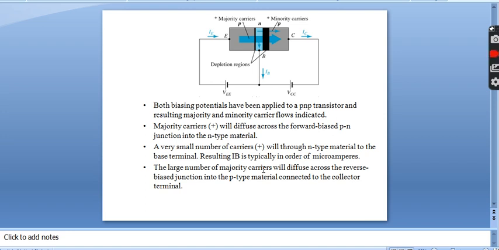So in this operation, when we apply the biasing voltages to this forward biased and reverse biased connection of the PNP transistor, the majority carriers are holes.